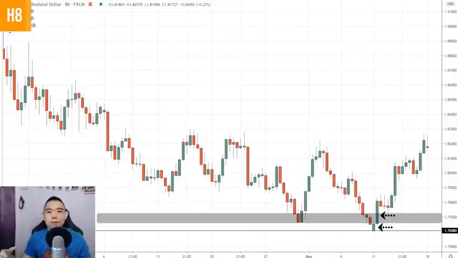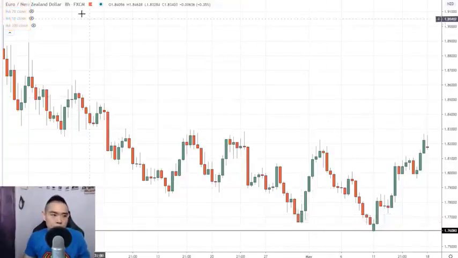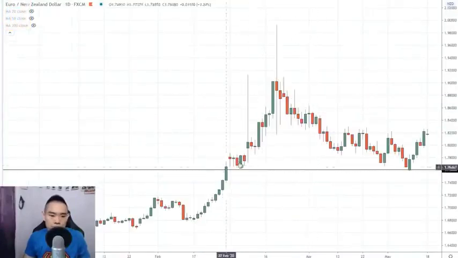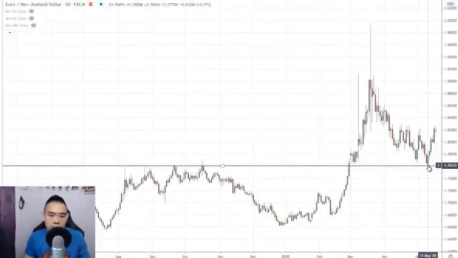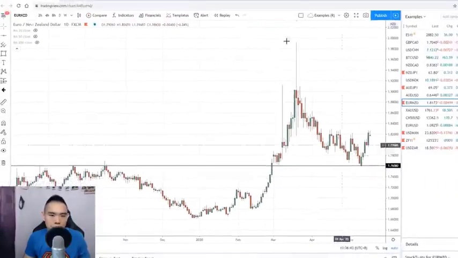And again, we are dealing with multiple concepts over here. Number one is the false break. Number two, we are dealing with the retest of a key price structure, which in this case is previous resistance that could act as support. So this is how it works.